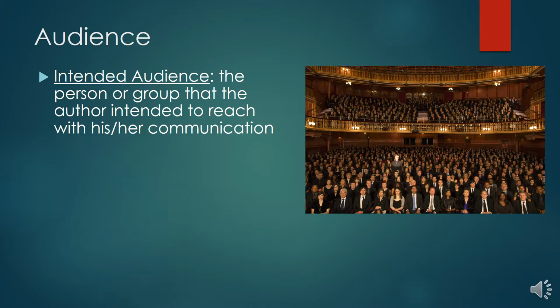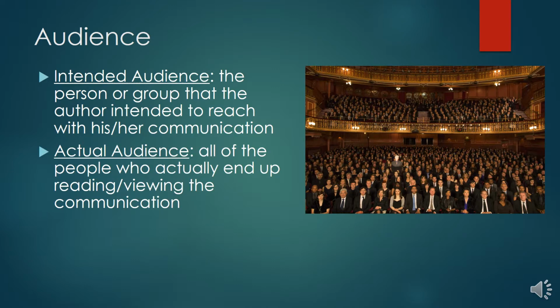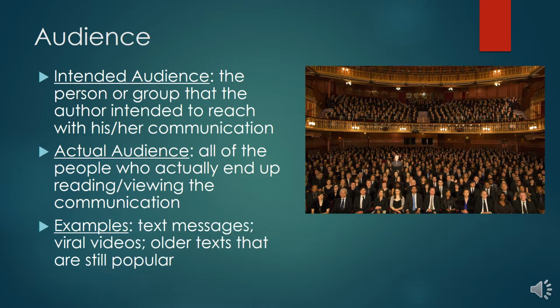The audience is split into two different groups or levels. The first is the intended audience. That's the person or group that the author intended or was trying to reach with his or her communication. However, there's also the actual audience. The actual audience is usually bigger. That is all the people who actually end up reading or viewing the communication. It's important to keep this distinction in mind.